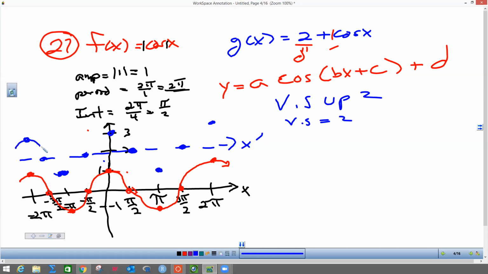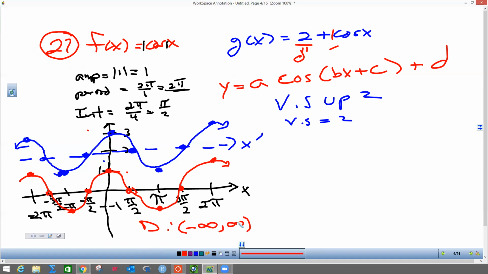So this blue one is the blue one I've got graphed over there. It has taken the red graph and moved it up two places. Now I want to talk about domain and range real quick because the domain's the same for both of them.